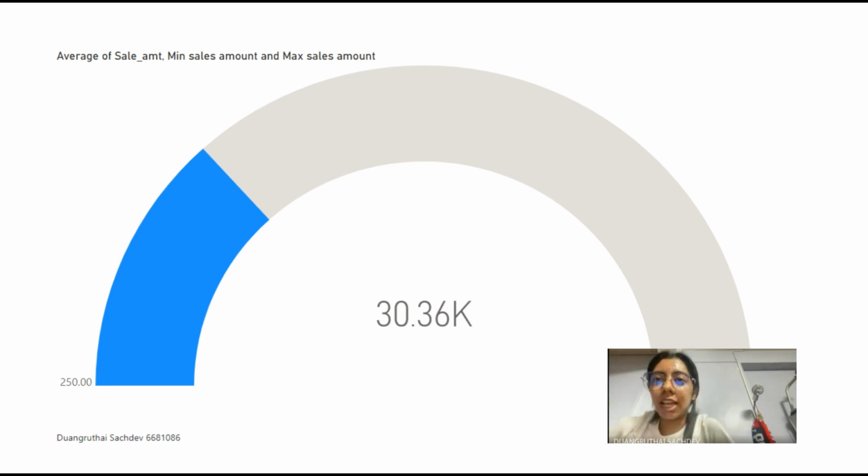So in this case, I have used the average and minimum sales to see how far. Average sales is 30.36K, and we have shown the minimum and the maximum value of the data to see how far away we are from the goal that we are supposed to reach.